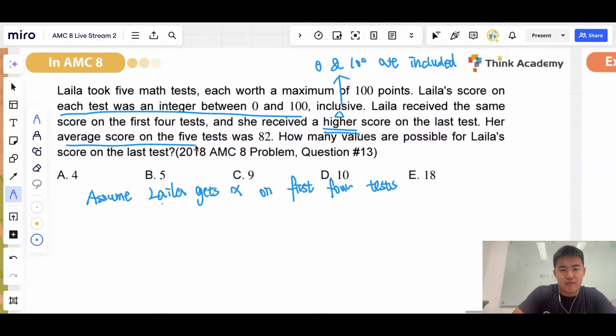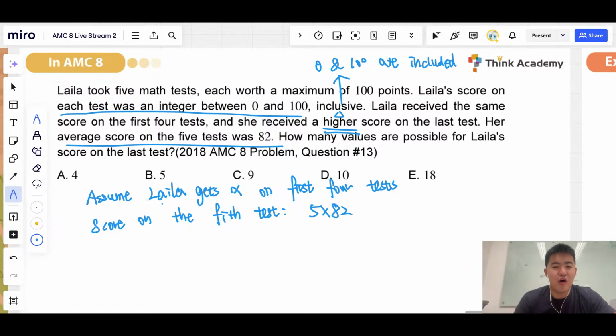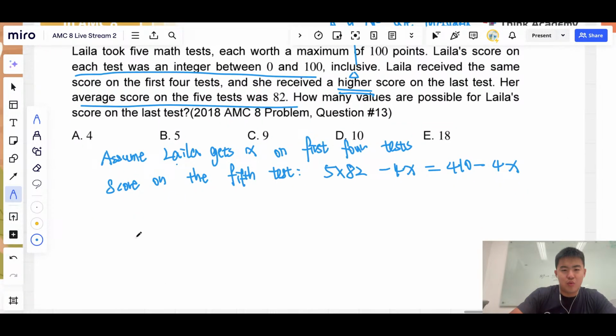So, the average score on the 5 tests was 82. I will say the score on the last test is just 5 times 82, right? Which is the summation of all tests, then minus 4x. So this should give you 410 minus 4x. And the difference is actually the score she got for the 5th, or the last, test. So let's see what other conclusion we can use to help us solve the problem.